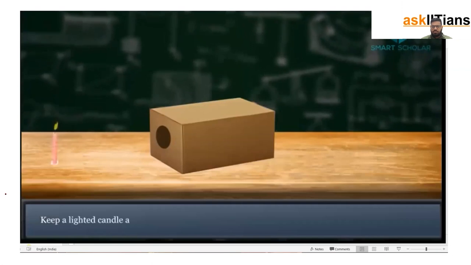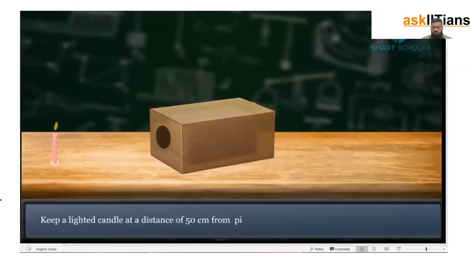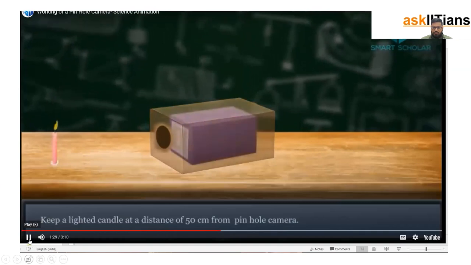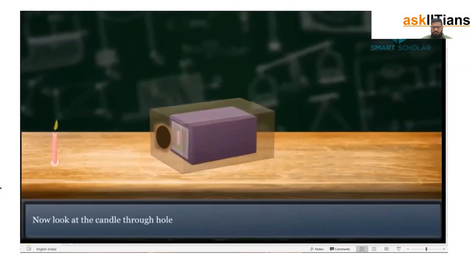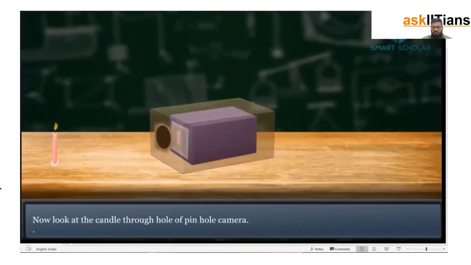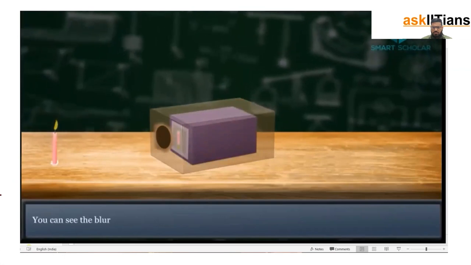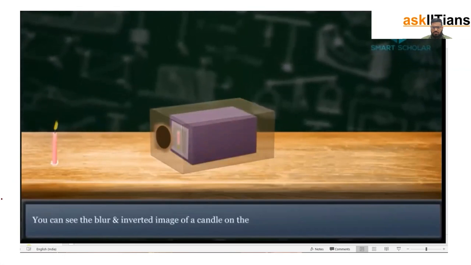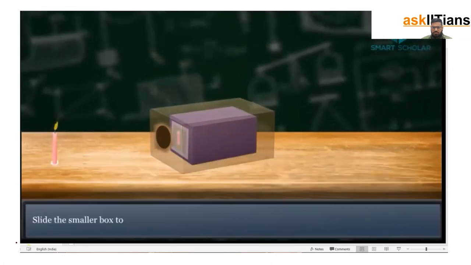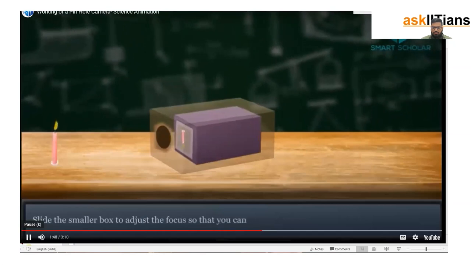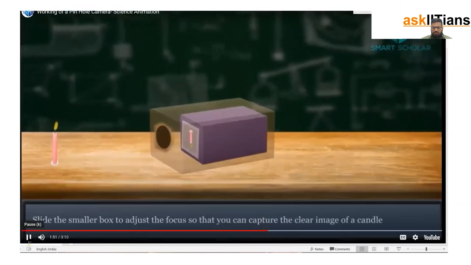Keep a lighted candle at a distance of 50 centimeters from the pinhole camera. So this is image formation. We are basically forming an image of a candle which is kept at a distance of 50 centimeters. Now let's see what image is formed. Now look at the candle through the hole of the pinhole camera. You can see the inverted image of the candle on the screen of the camera. Slide the smaller box to adjust the focus so that you can capture a clear image of the candle.